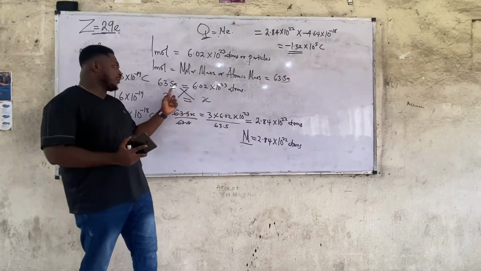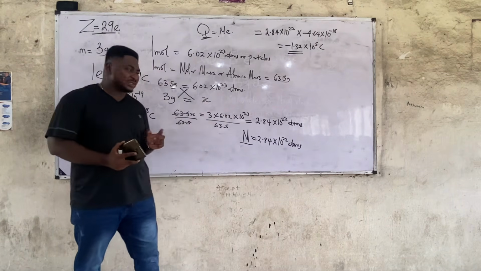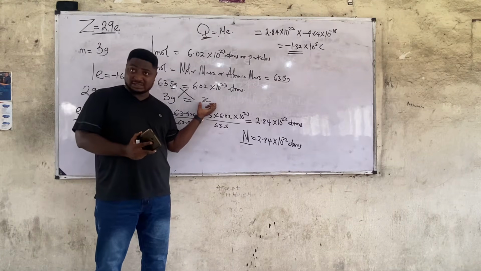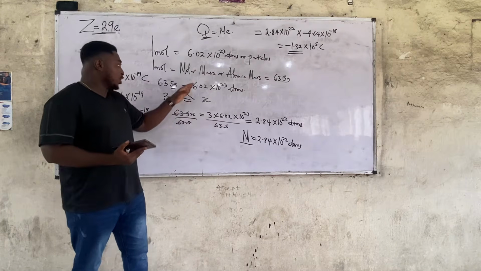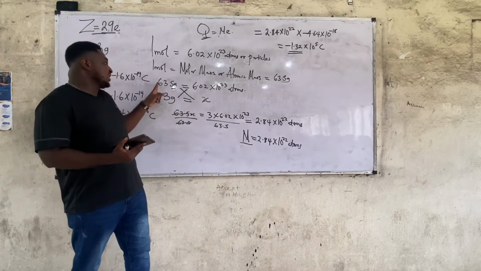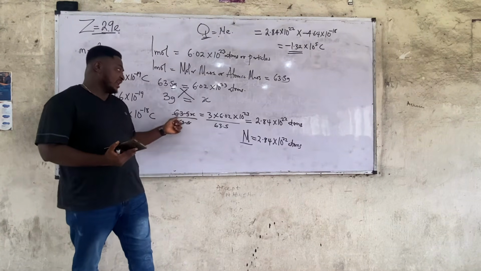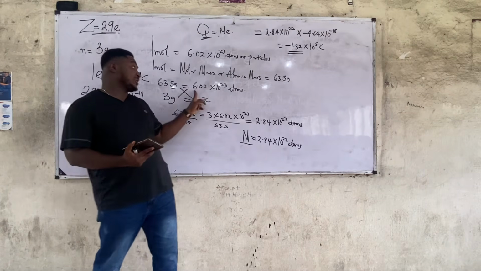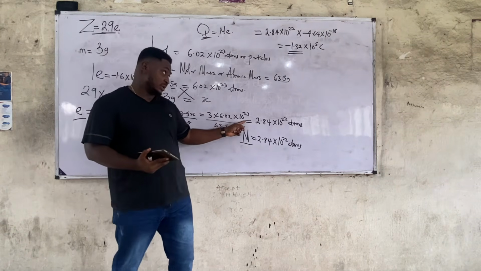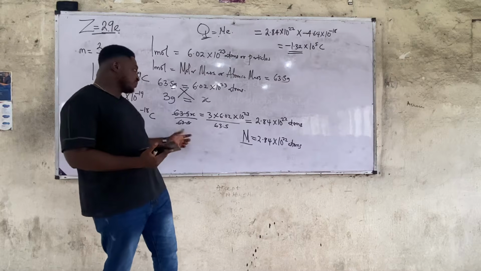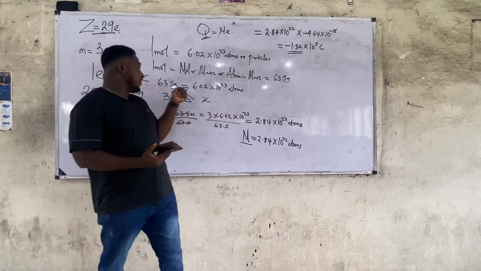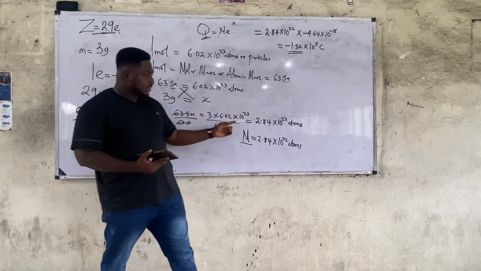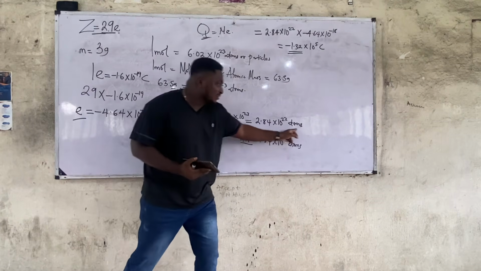If 63.5 grams contains 6.02 times 10 raised to 23 atoms, then out of 3 grams we don't know, so we call it x. What would you do? Cross multiply. So 63.5 times x equals 3 times 6.02 times 10 raised to 23. Making x the subject of the formula, x must be 3 times 6.02 times 10 raised to 23 divided by 63.5. And we have the number of atoms in 3 grams of copper.